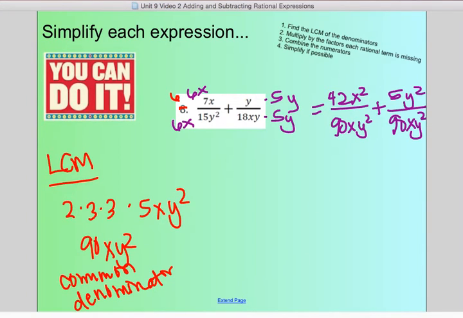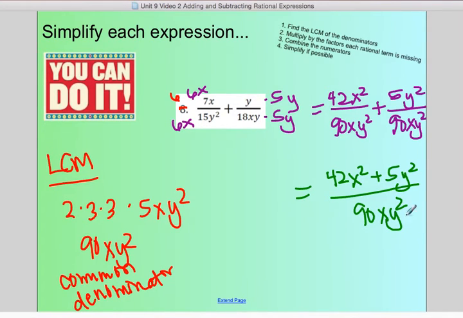Now I have a common denominator, so it's really 42x squared plus 5y squared over my common denominator. Just write the common denominator once. I cannot combine these in any way, shape, or form. They're not like the same term. So this is my final answer. Okay, don't try and cancel things after you've done it. You would just undo getting your common denominator. So that's my answer for number 6.